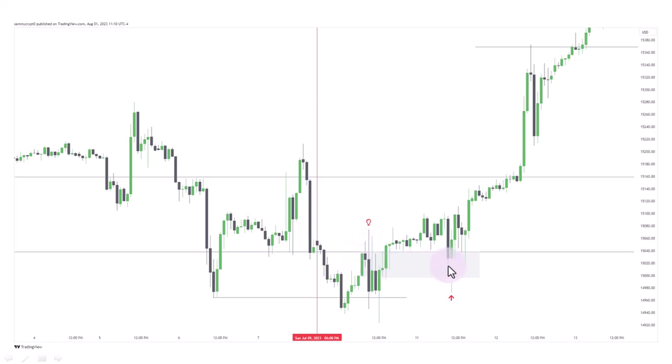So there is a breaker. You can see that's an advanced breaker. Price swept the low and broke that high inside that fair value gap. And where are we buying from? You can see that bottom is where we are buying from.